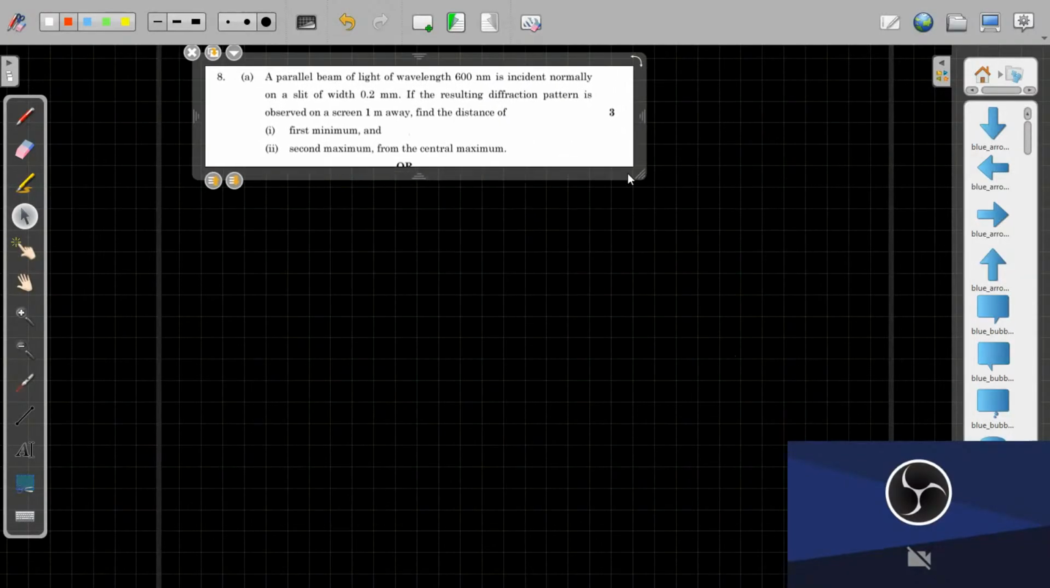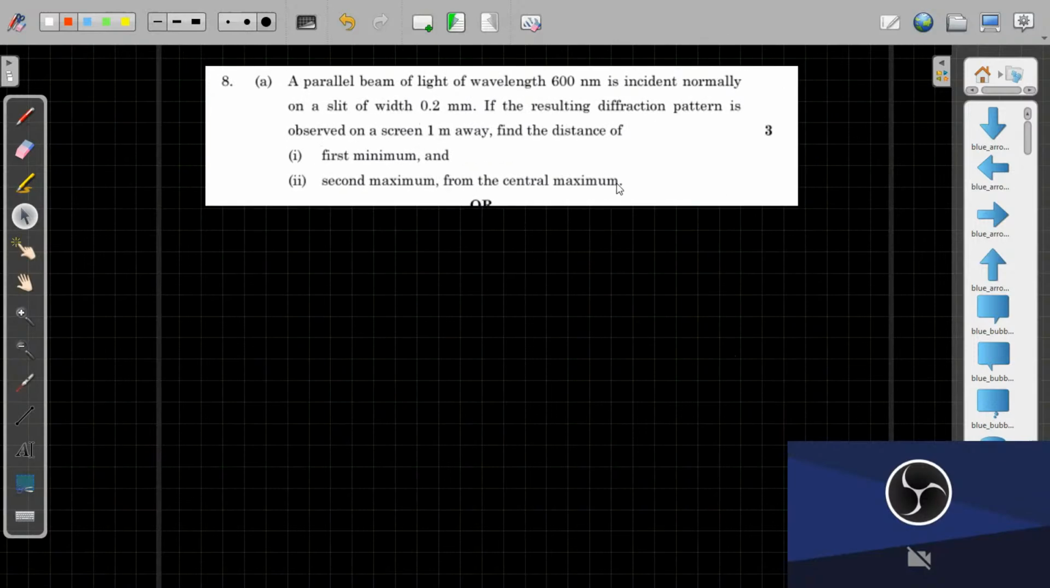Here it is saying a parallel beam of light of wavelength 600 nanometer. Let us draw it a little bit. This is the parallel beam of light, that means a plane wave front. This is the front of a diffraction. It is going through here. Then it produces a central maxima. So how does the central maxima look like? It is going to look like this. This is a central maxima.